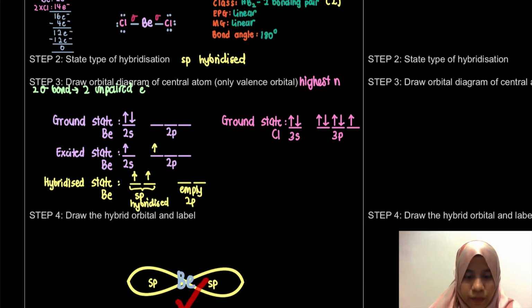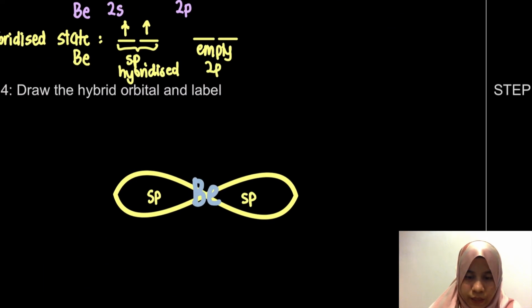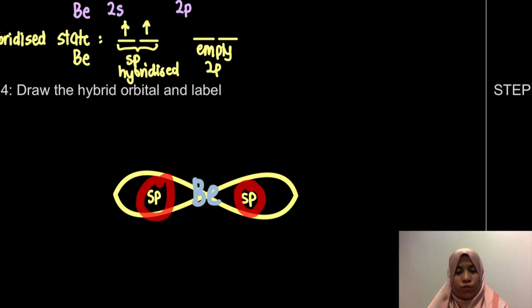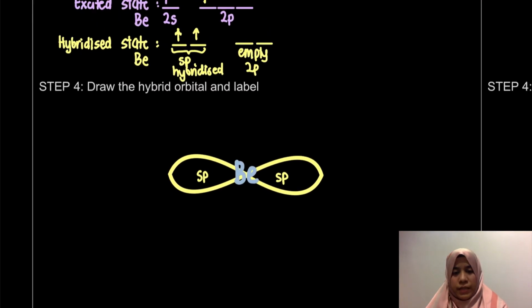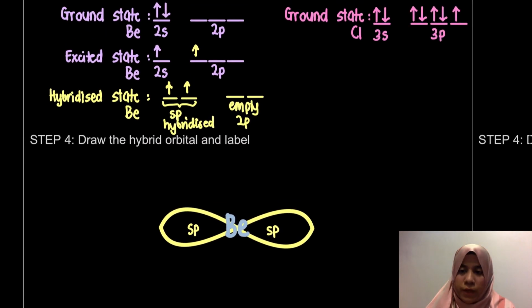So, beryllium, make sure you label it. It is sp and sp. Okay, that is only the first step. Okay, sp and sp. Next, what we're gonna do is my chlorine. So, my next step is for chlorine.